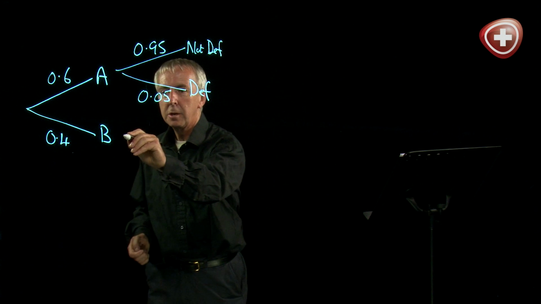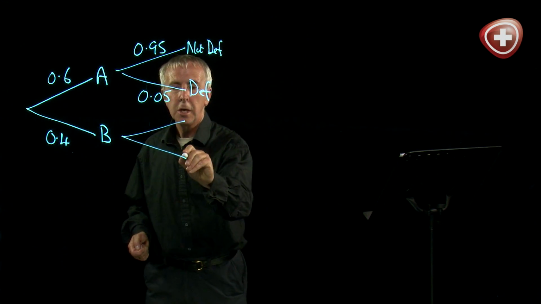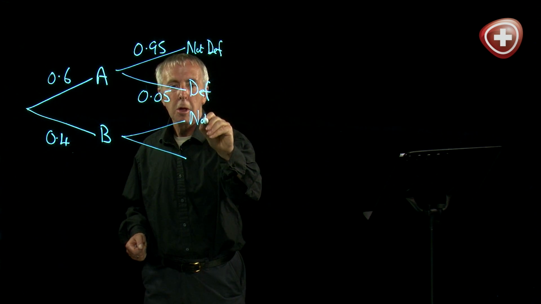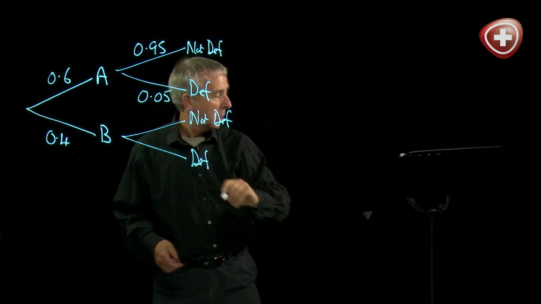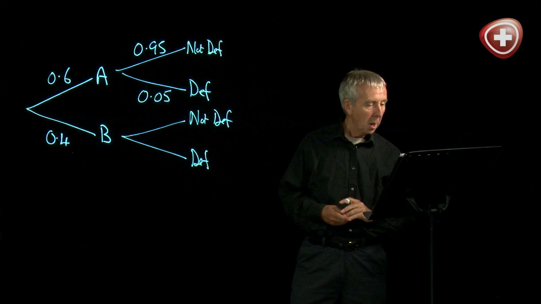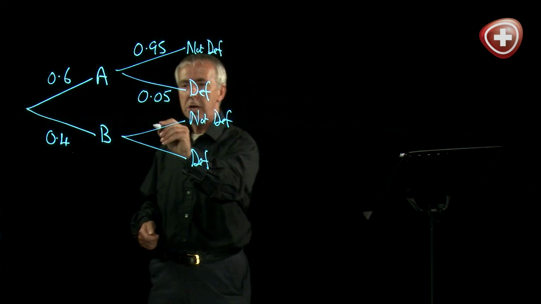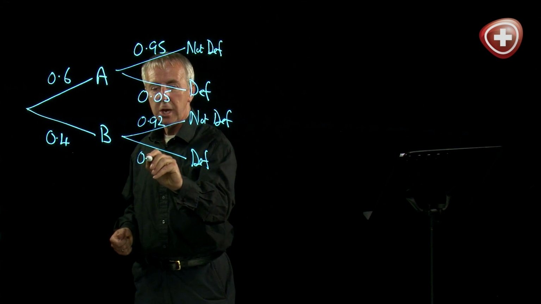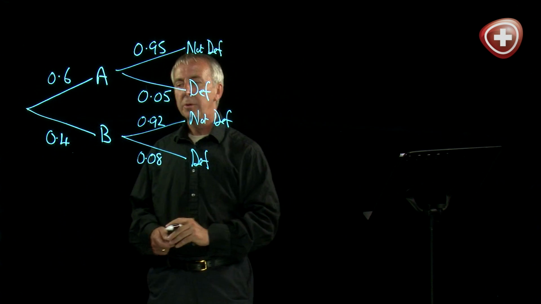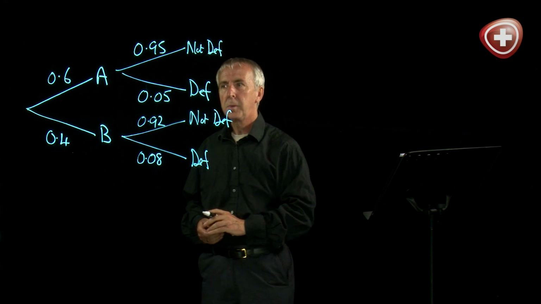On the other hand, machine B is different. Let's give some numbers to this. Let's say that machine B only produces 92% good items. It produces 8% defective items. It's the older one, if you like.